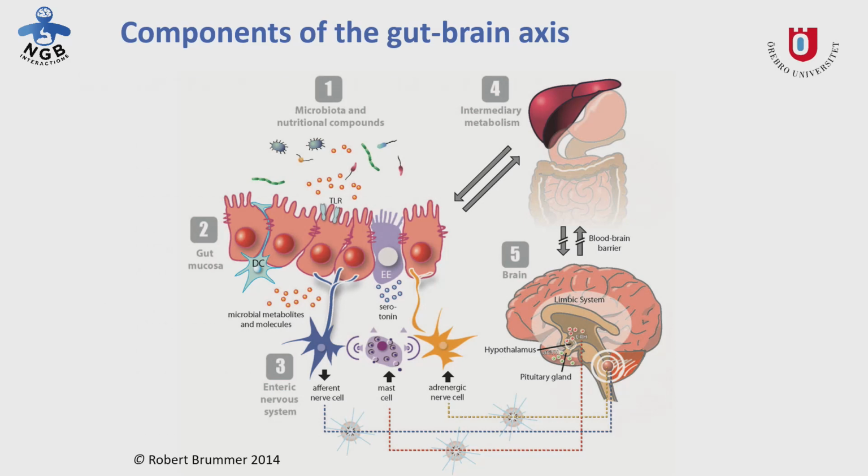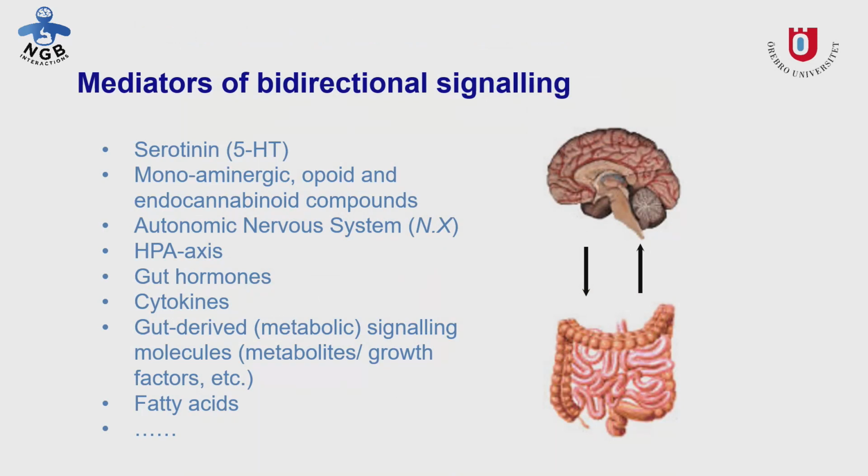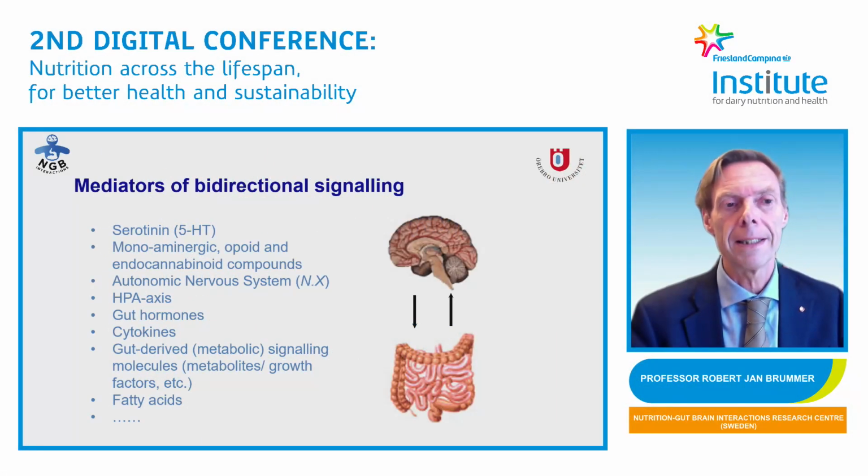Next slide, please. An overview of the mediators which are involved in bidirectional signaling, because it's important to understand that it is not only gut-brain, it is also brain-gut interaction. What you see here is that there are numerous signaling compounds between the gut and the brain, and that makes it quite complicated. I will go into a little bit more detail on serotonin. Next slide, please.